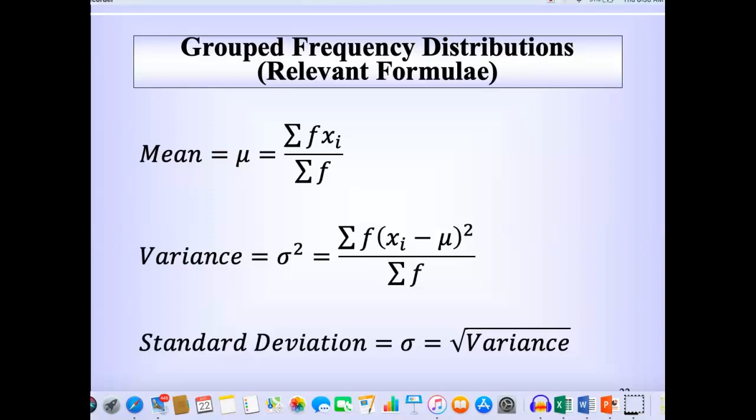Greetings, math lovers. Today we'll be calculating the mean, variance, and standard deviation of a grouped distribution. Right, so take a minute just to write down the formulas shown here. You may pause the video to do so.